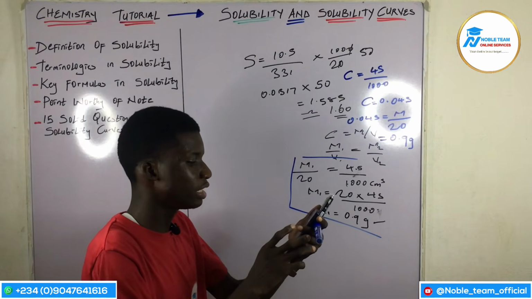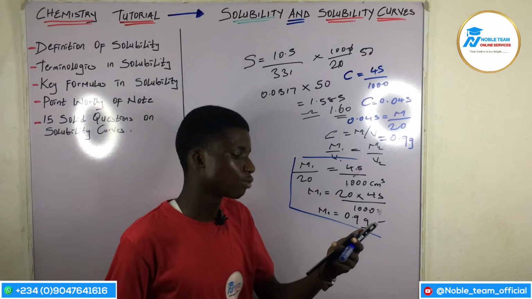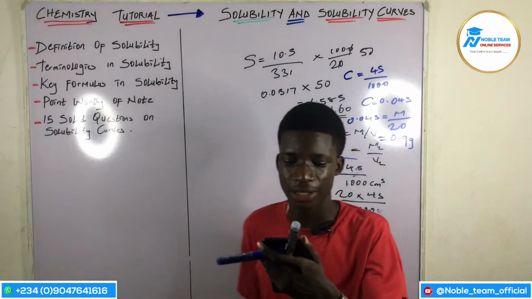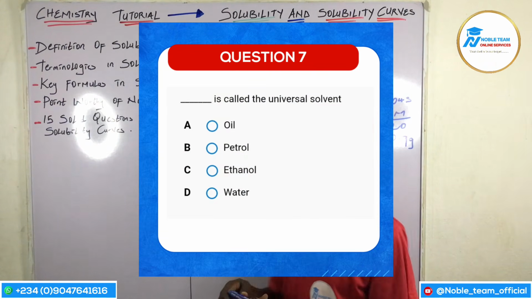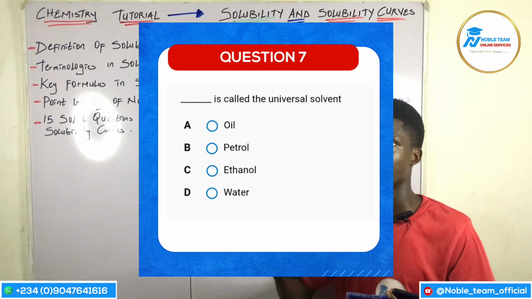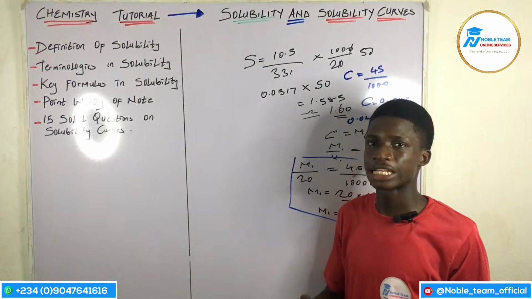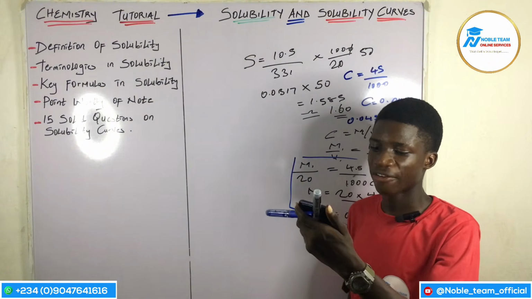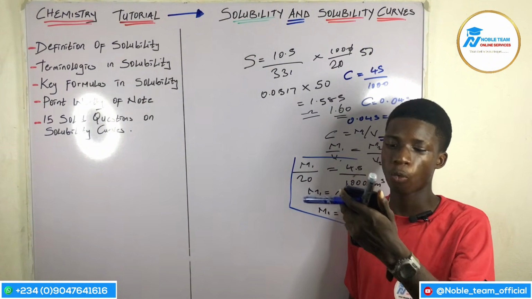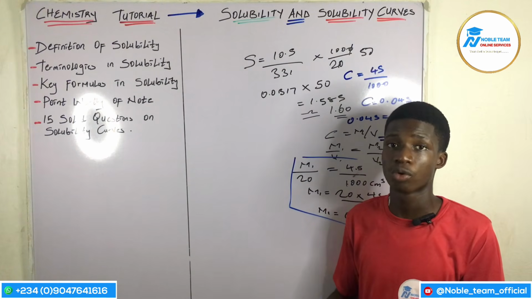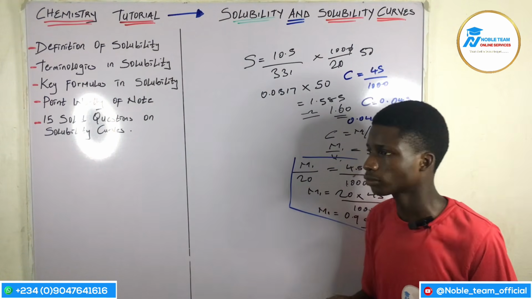Now the next one is question 6 or question 7, because I have solved question 6. Question 7 says dash is called the universal solvent. This is something that you have known already when you were in SS1. Now once you get this, we have option A oil, B petrol, C ethanol, D water. The universal solvent is water. Why do I say water?